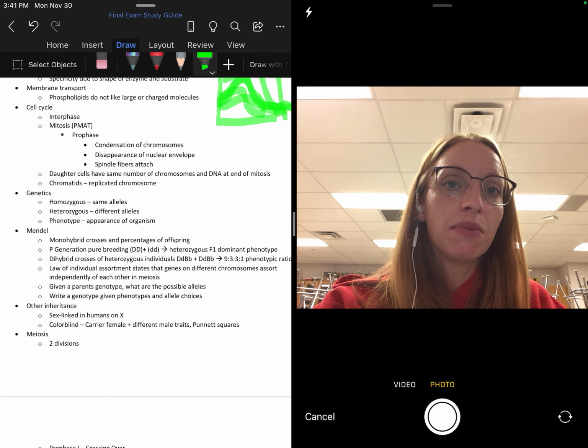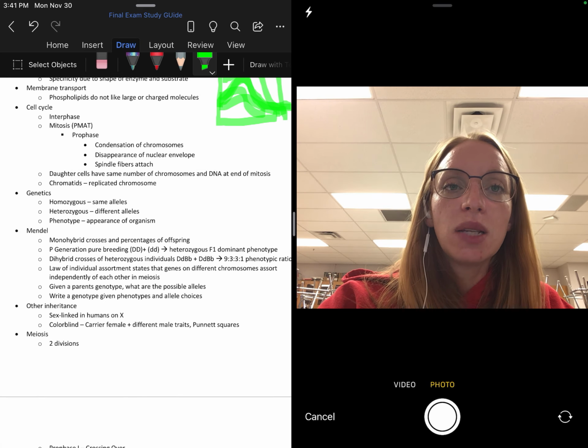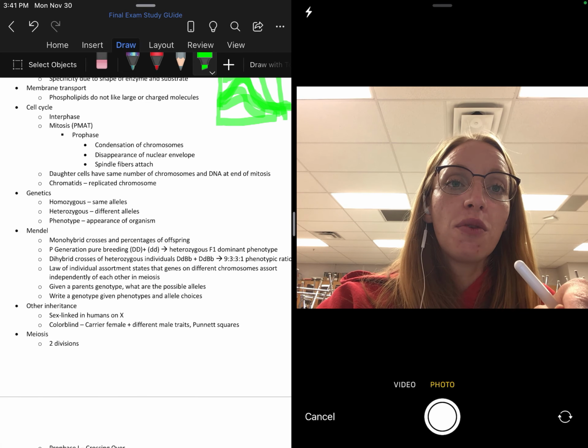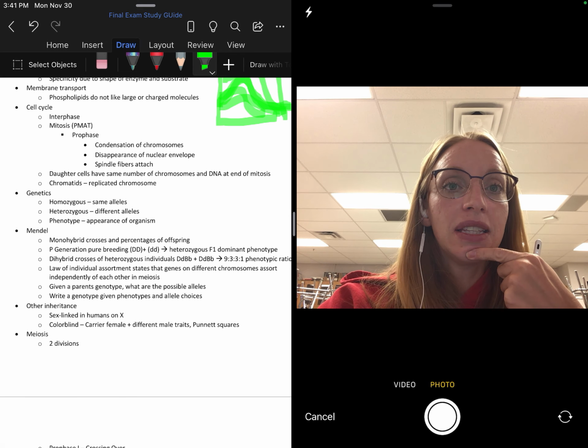You need to know the steps of mitosis, so remember PMAT. And you need to know specifically that the prophase part of PMAT is where the condensation of chromosomes occurs. The nuclear envelope will disappear and the spindle fibers will begin to attach to those sister chromatids.